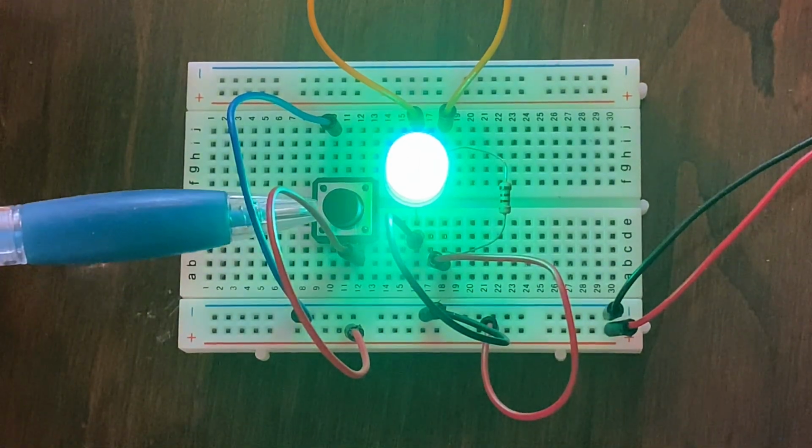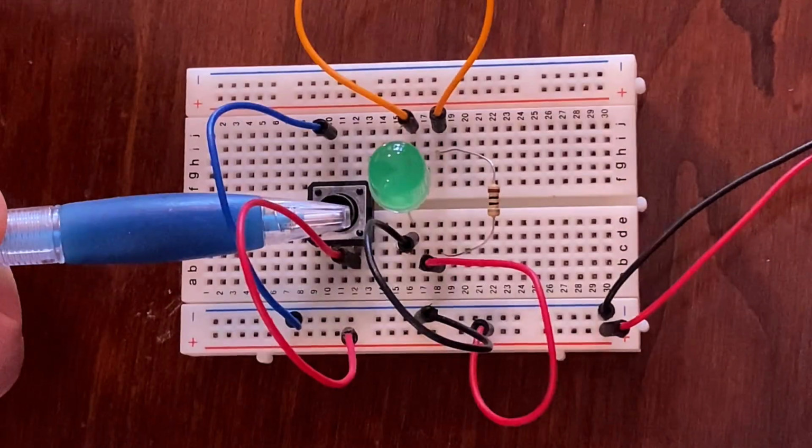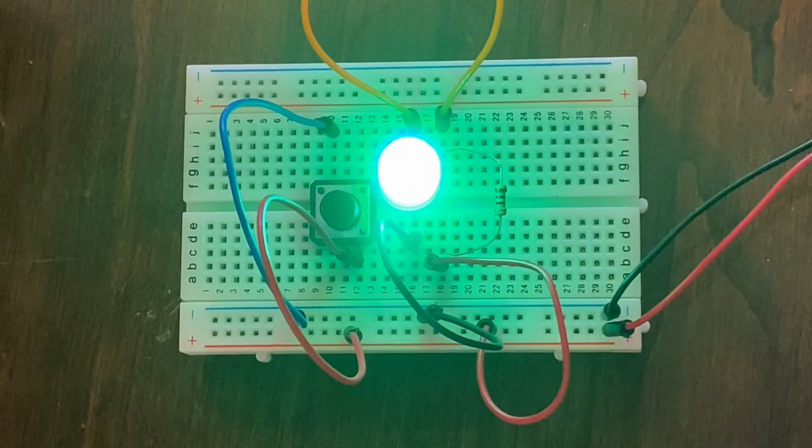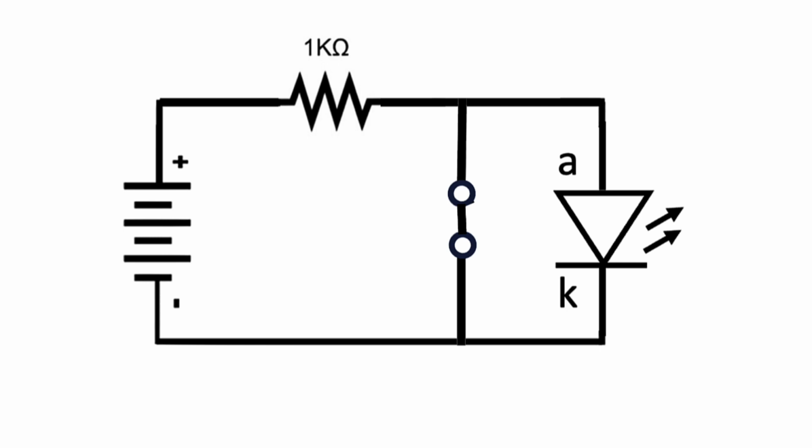If we build the circuit and test it, we see that when we push the button and close the switch, the LED turns off. Why does this happen? Well, when we close the switch, we give the electricity another path that it can take. We need to ask ourselves, which path is easiest for the electricity to follow? Or, in other words, which path has less resistance?